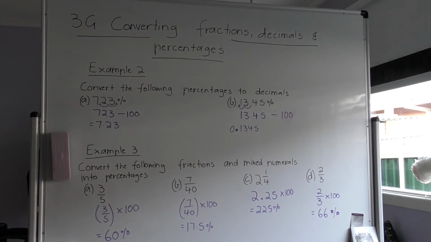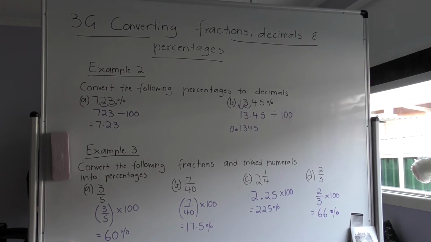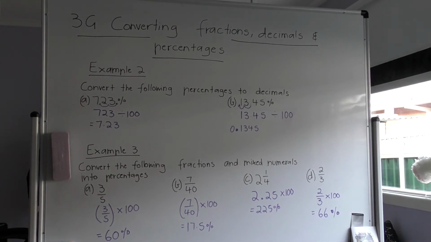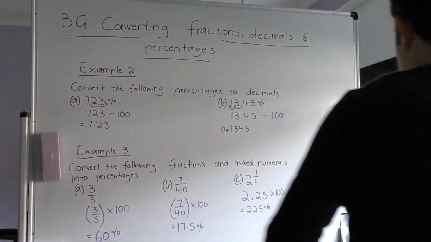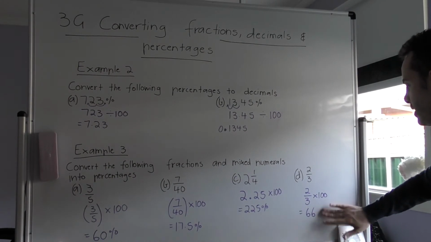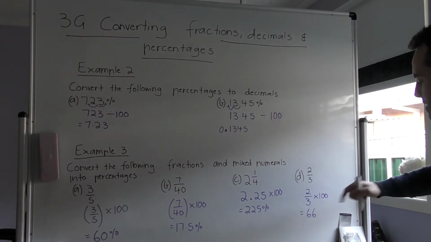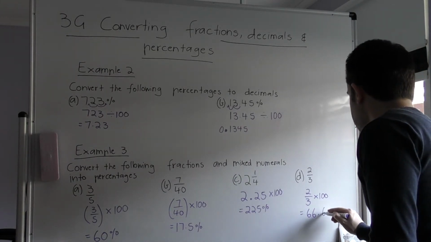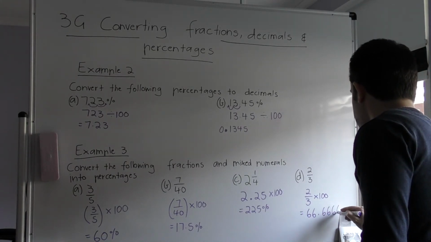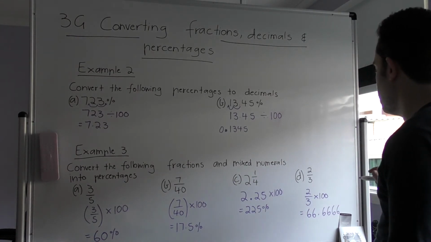So I would like you to copy this down into your rules book. And we're going to be moving on to the final example. I just want to draw your attention back to this one. Sorry guys. So here, when you put this into the calculator, you're going to get 66 point, and you're just going to keep getting 6 recurring. Okay, so that's what's going to happen. It's just going to be recurring.